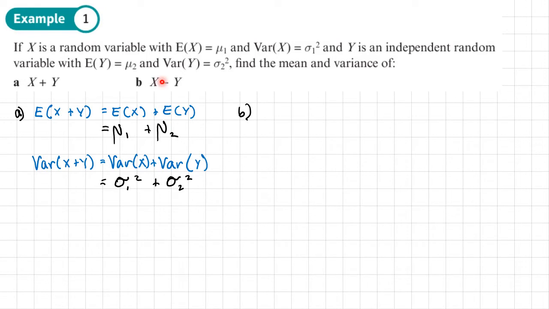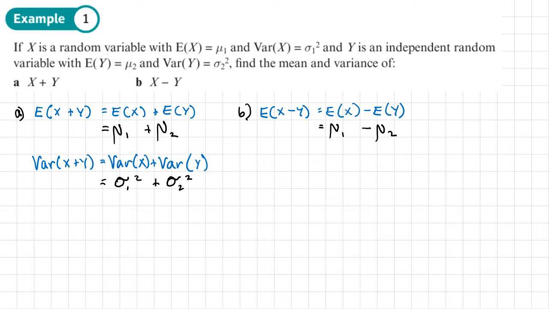Our distribution now is x minus y, or we're doing the random variable x minus the random variable y. So the rule that we're going to use is that the mean of x minus y is the mean of x minus the mean of y. In this case, that's going to be mu1 minus mu2, so that's all we have to do.